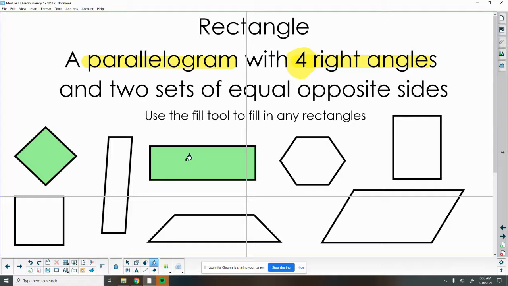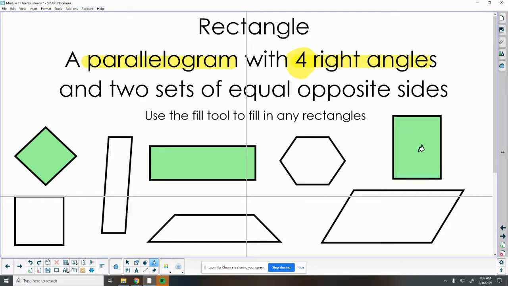So here's a true rectangle. The top and the bottom are the same and parallel. The left and the right are equal and parallel, and all of the corners are right angles. So this is a rectangle here. Yes, this is a parallelogram, but a better name for it is a rectangle. This one is not a rectangle because it does not have 4 sides. It has 6, and they're not right angles.